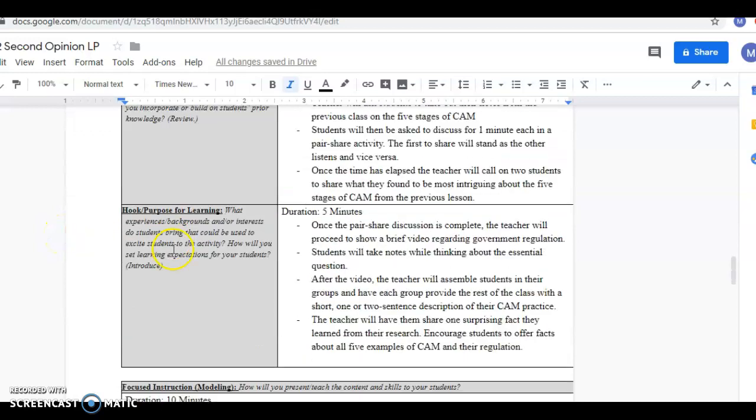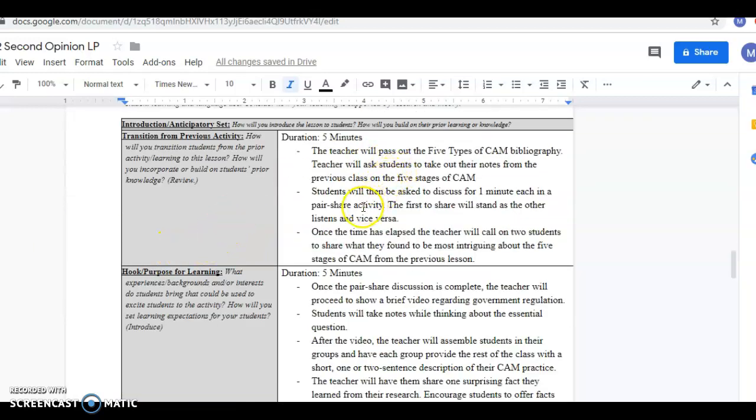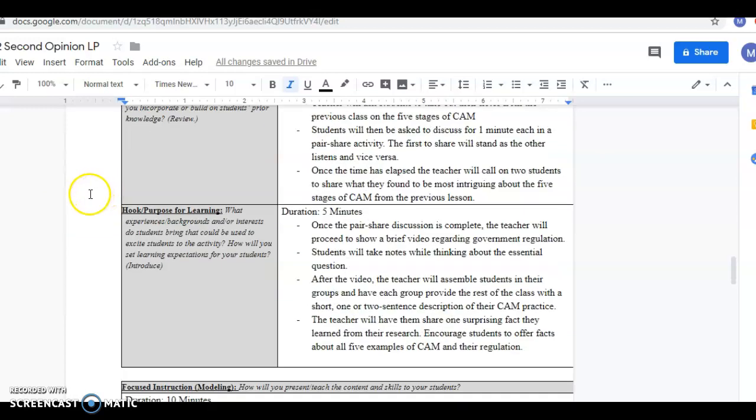So in order to transition, I just decided to have them do a quick pair share, where they're discussing the bibliography that they were given on the previous lesson. So they would just share for 1 minute. The student sharing is standing while the one sitting is listening, and then they're exchanging information. After that, the teacher will just choose 1 or 2 students using equity cards so they can share out the information, just kind of as a way to build on prior knowledge.